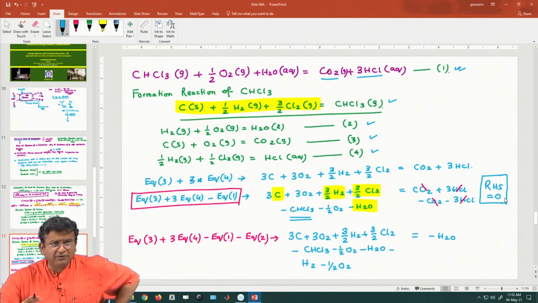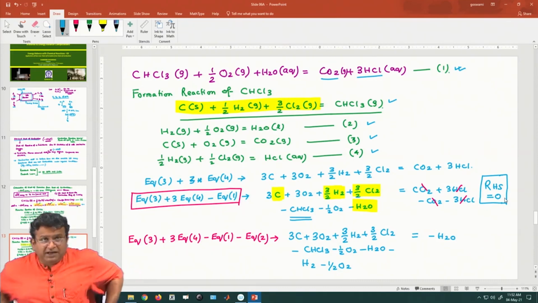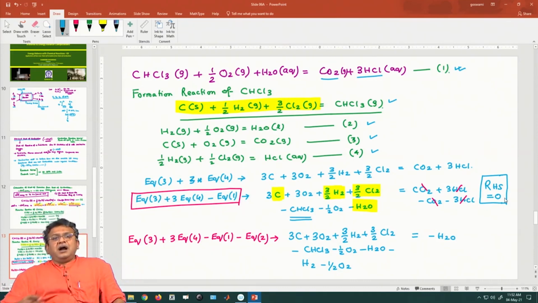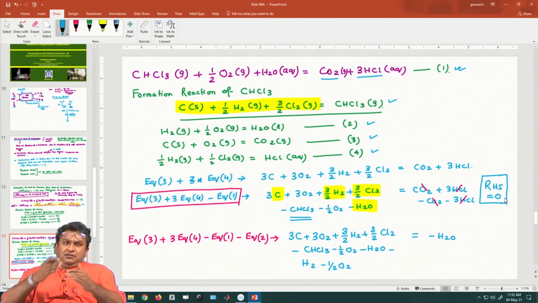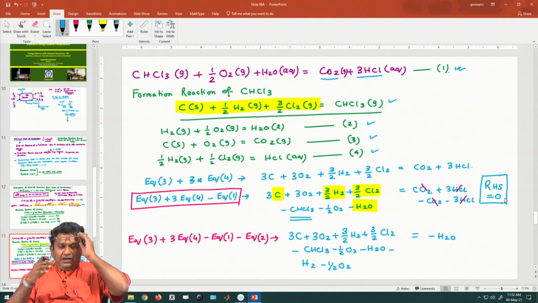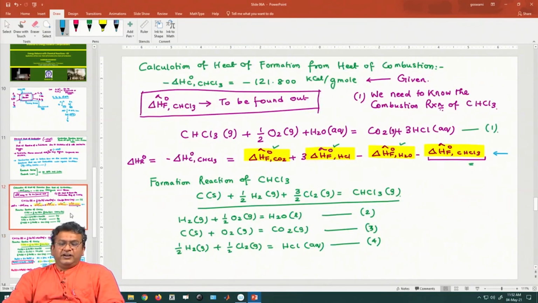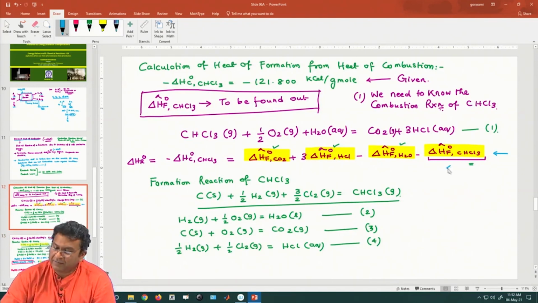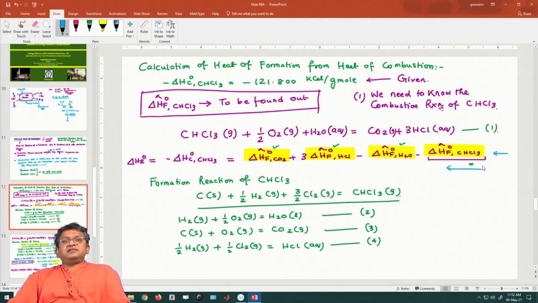So, this I could have done in one single step, but I just wanted to show you how logically you proceed with this combination of equations, so that, applying Hess law, you get to the formation reaction. That is the only logic. I repeat again, please do not get confused. We could have simply used this expression over here to get the heat of formation, but what I am trying to show is that by manipulation.